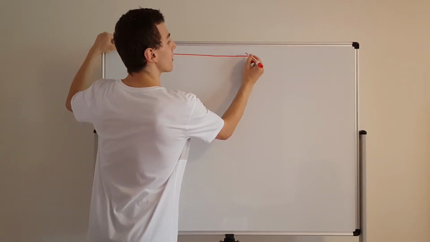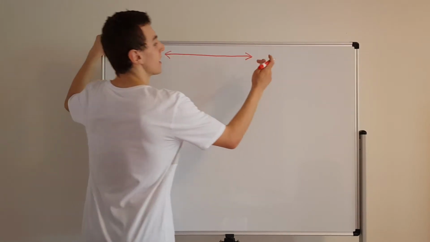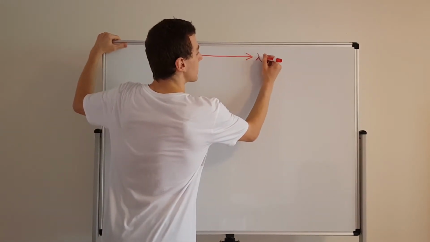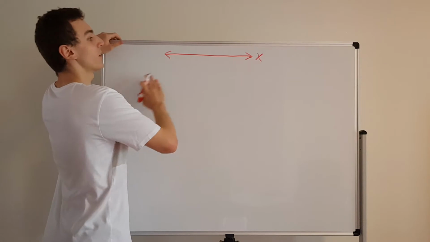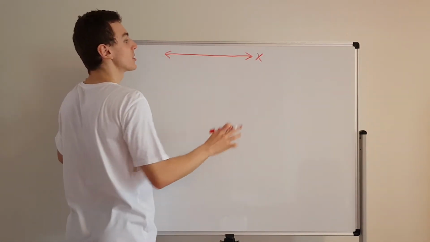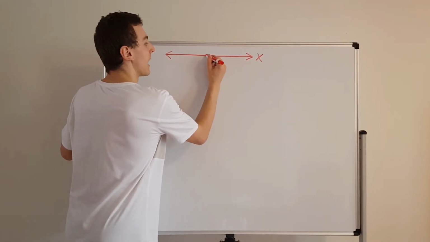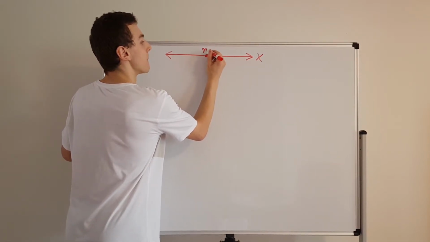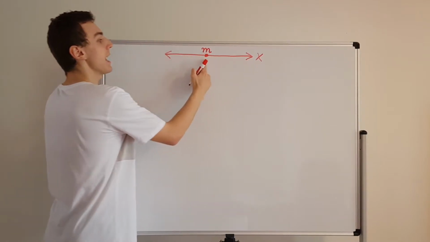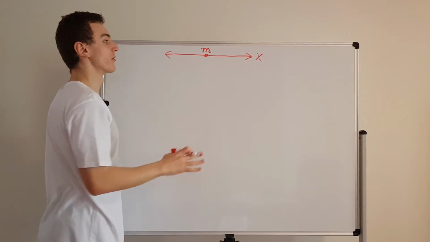We can represent that by an axis. And we can call position on this axis x. So this is the x-axis. x is the variable that describes the position. And in this one-dimensional universe, there's going to be a particle. And this particle has a mass m. So the mass m is associated with this particle that lives in a one-dimensional universe.